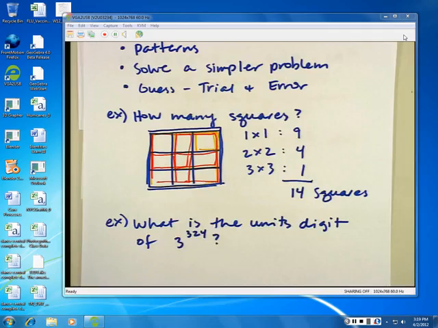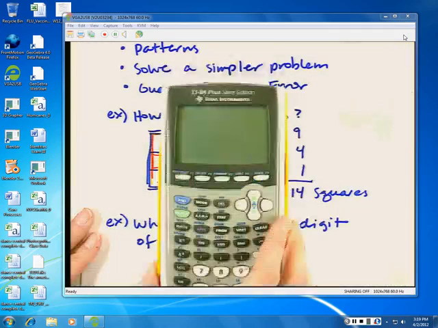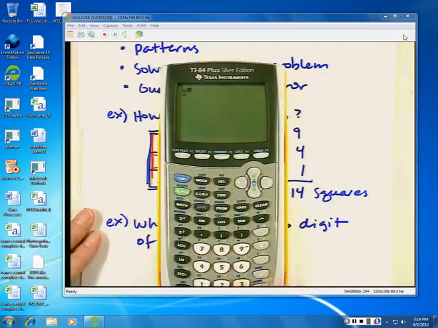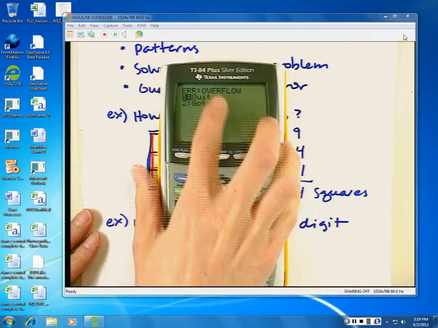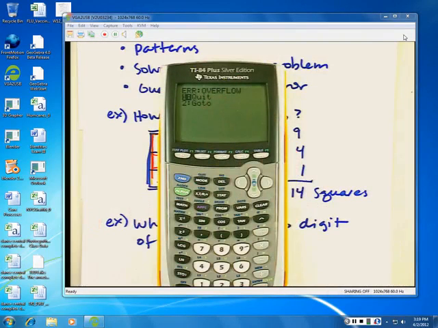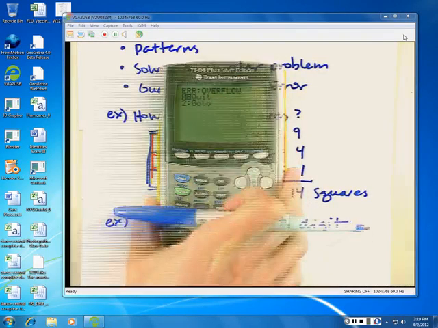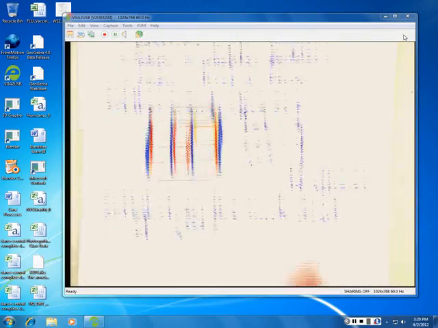ask my calculator, what is 3 to the 324th power? And then I hit enter. Can you see what it says? It says error overflow. It's too big of a number. Even my $120 calculator here won't calculate that for me. So instead, I go back to the drawing board and I start looking for a pattern.